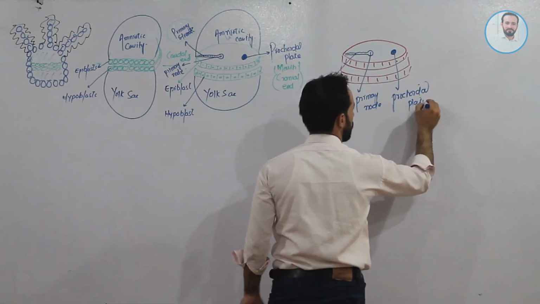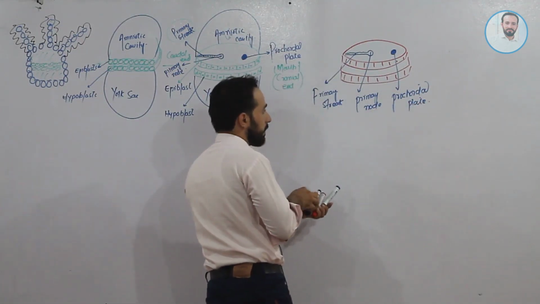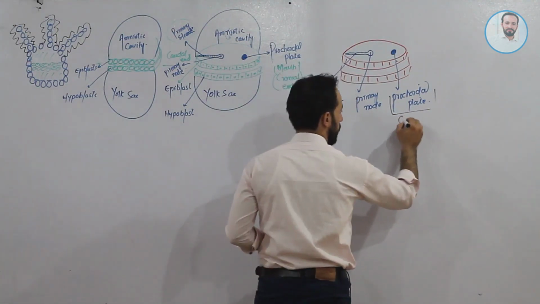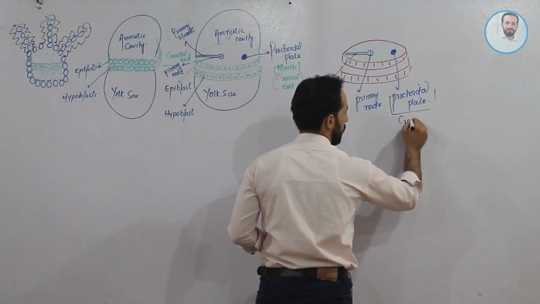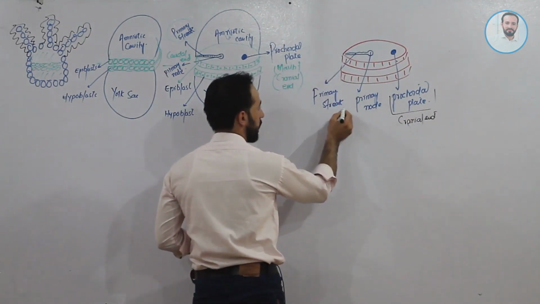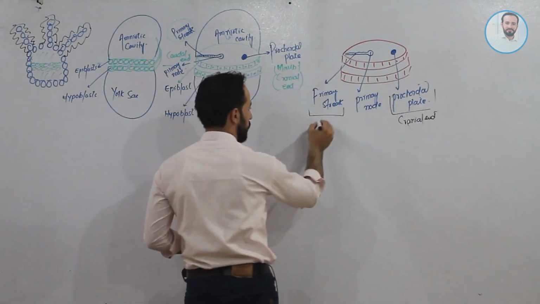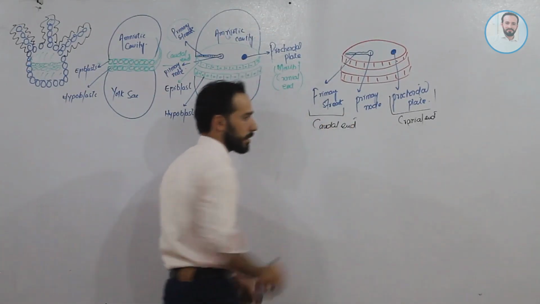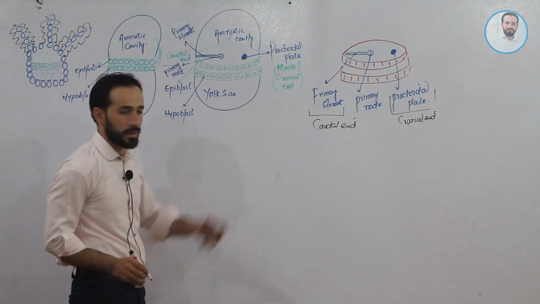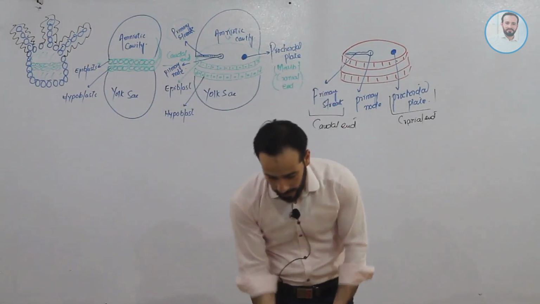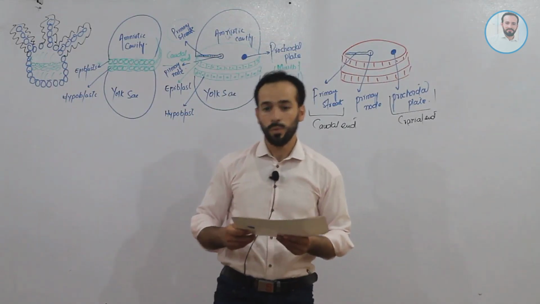plate. Very good. Now at the side where the procaudal plate is formed, this is the cranial end. And at the point where there is primary streak, this is the caudal end. Clear? I wanted to clear it. Next, let's move forward, friends. Let's focus here. What will happen?